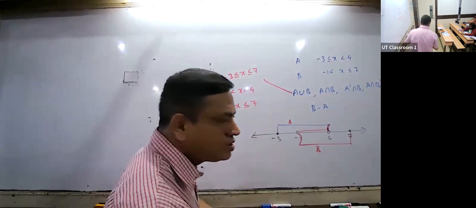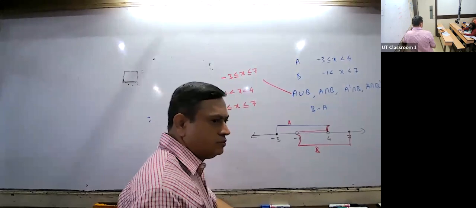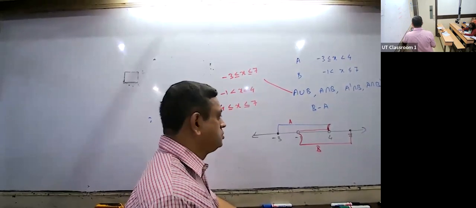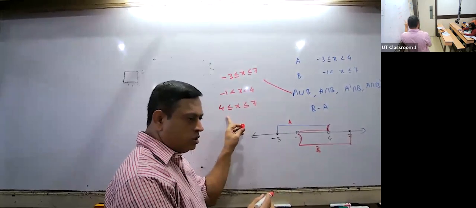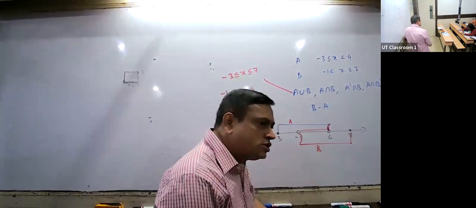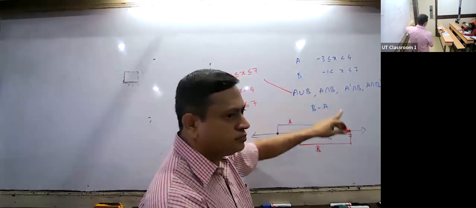That is same as the last one. But why did we write less than or equal to? 4 is less than or equal to x. Why less than or equal to here? Right. 4 is in A. Yes or no? No. 4 is not in A.